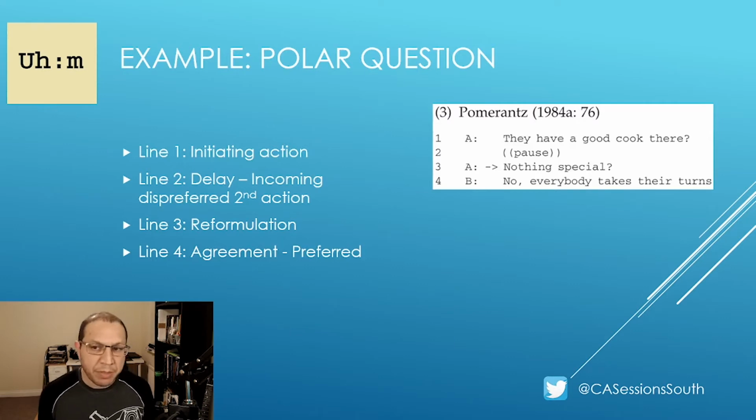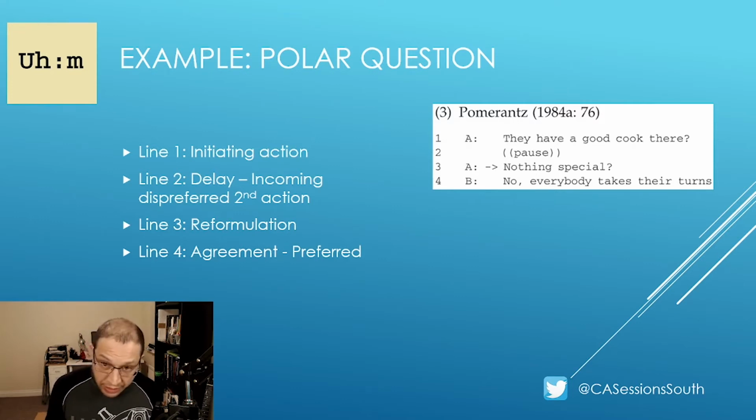Here are a few examples that might make that description a little bit clearer. In this excerpt, we have a polar question as the initiating action. Speaker A says, "They have a good cook there." The pause on line 2, although not timed, was evidently hearable enough to transcribe. Pauses like these tend to project that the incoming response is not going to be in alignment with the initiating action, or in short, a dispreferred action.